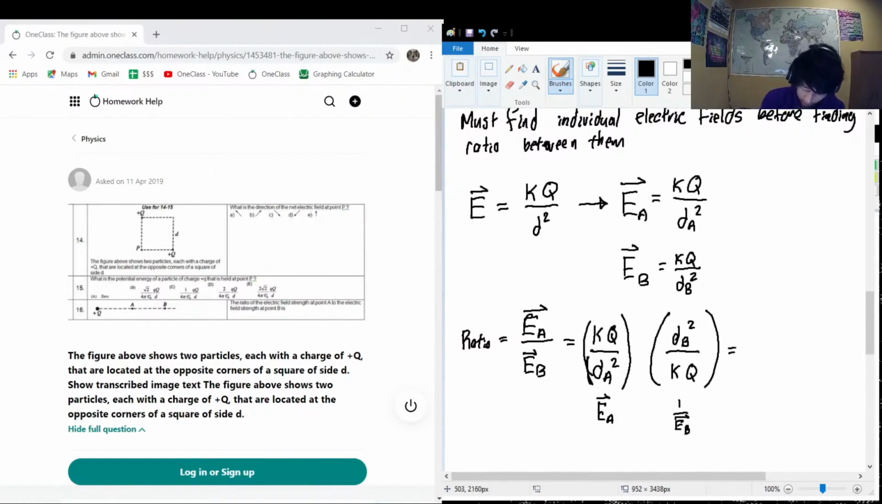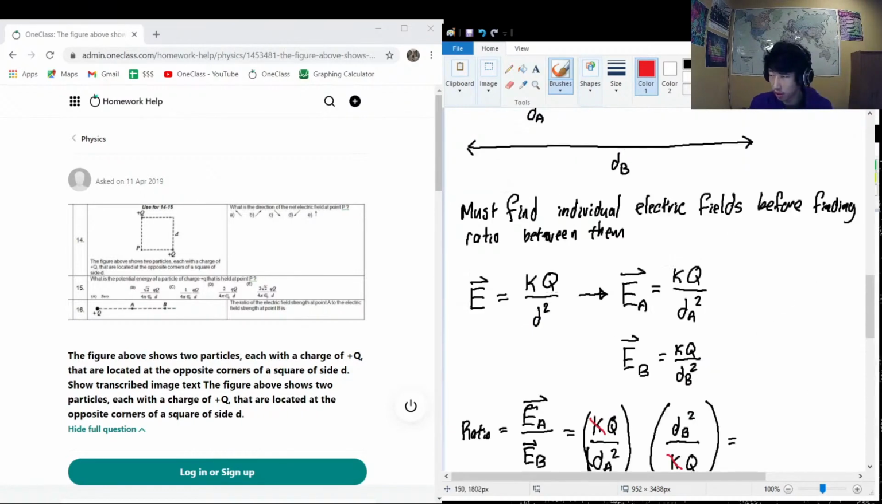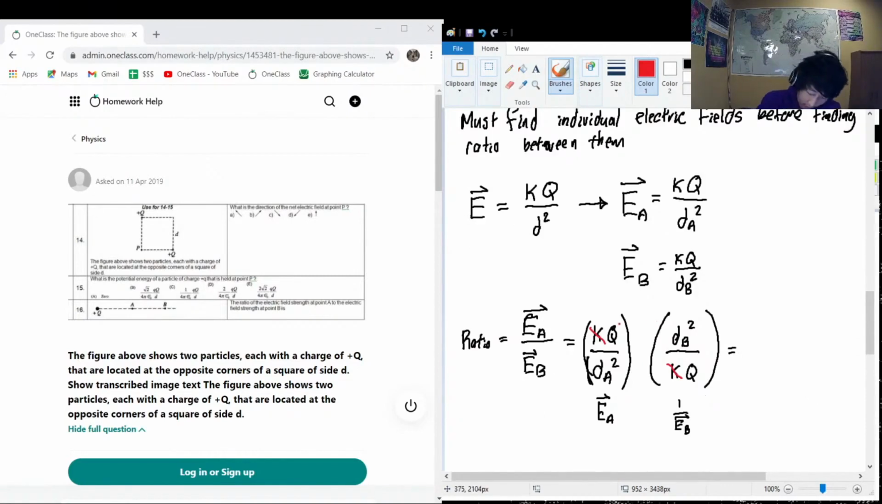Okay, and hey, would you look at this? You see the K on the top and the bottom, they cancel out. We have a K upstairs and downstairs, but they neutralize each other. Same with the Q, because we were speaking with respect to them having the same point charge, Q, on the line of action. They have the same Q, so that's going to cancel out on the top and bottom of here. So our final result is just going to be dB squared over dA squared.